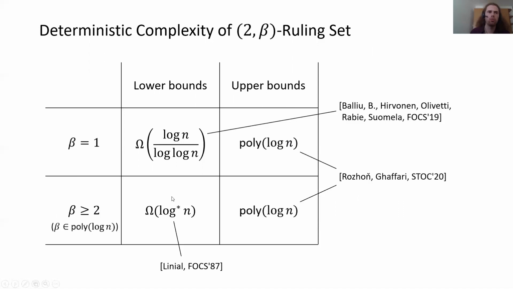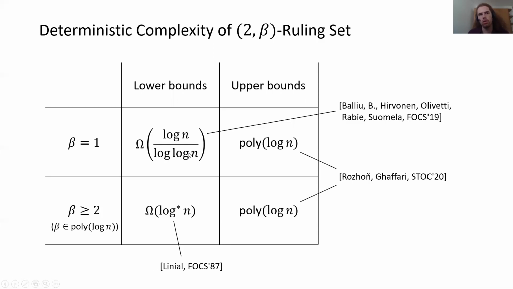On the lower bound side, we have a log star n lower bound for beta at least 2, which goes back to Linial from the 80s. And this lower bound holds up to some beta that is roughly log star n. And for higher beta, we don't even have such a lower bound. So there we don't have any non-constant lower bound. In contrast, if beta equals 1, so if we are in the MIS problem, then we have this log n divided by log log n lower bound.